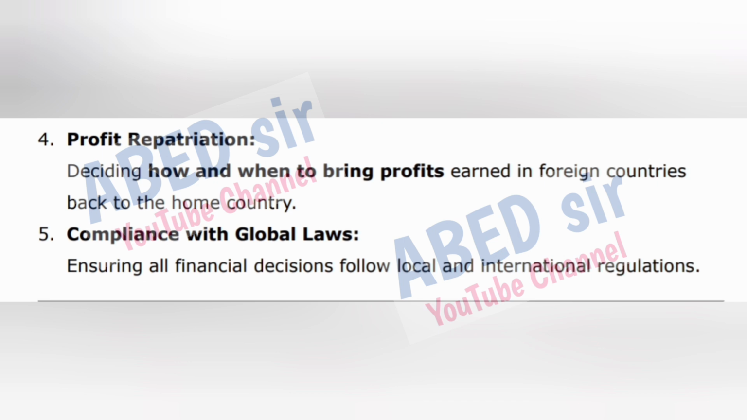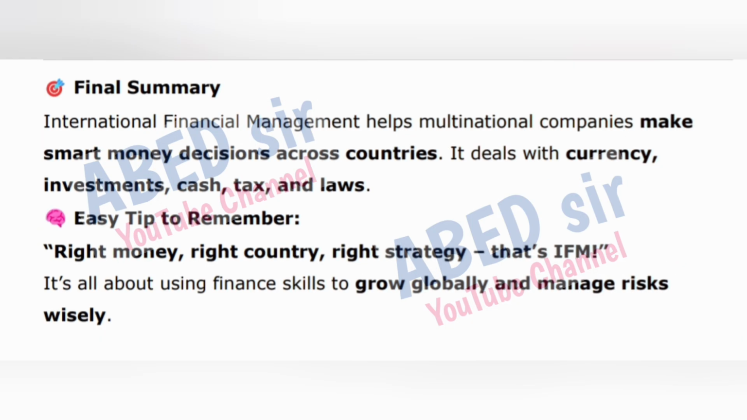5. Compliance with global laws. Ensuring all financial decisions follow local and international regulations. Final summary. International financial management helps multinational companies make smart money decisions across countries. It deals with currency, investments, cash, tax, and laws. Easy tip to remember. Right money, right country, right strategy, that's IFM. It's all about using finance skills to grow globally and manage risks wisely.